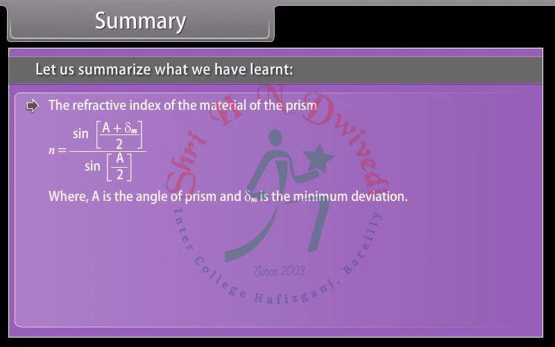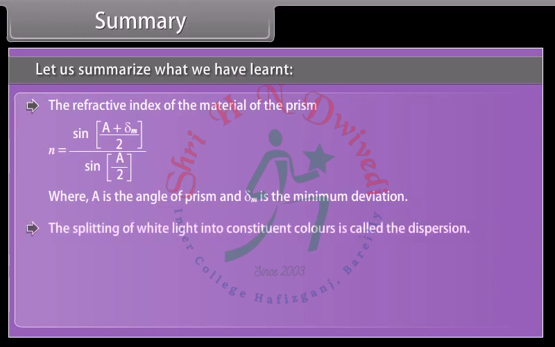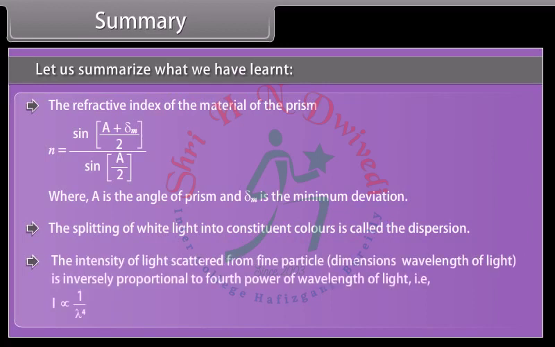The refractive index of the material of the prism, n is equal to sine of (A plus delta minimum) by 2 divided by sine of A by 2, where A is the angle of prism and delta m is the minimum deviation. The splitting of white light into constituent colors is called the dispersion. The intensity of light scattered from fine particles, with dimensions smaller than the wavelength of light, is inversely proportional to the fourth power of wavelength of light, that is, I is directly proportional to 1 upon lambda raised to the power 4.